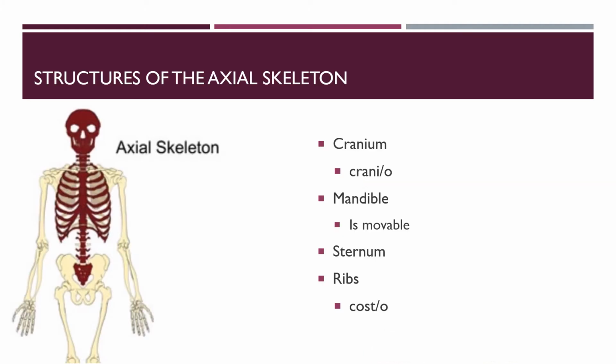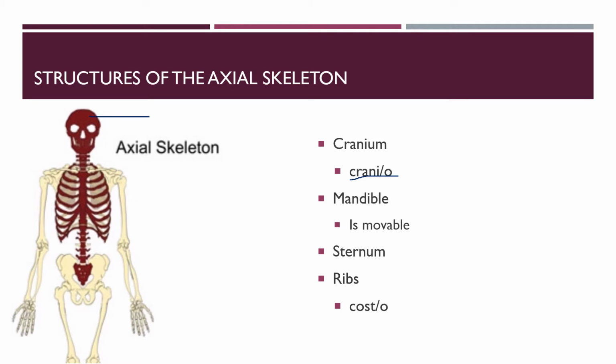Structures in the axial skeleton. First, we'll start with the cranium. The cranium is the structures in the skull, and the medical term that we use for that is cranio. Now, there's a bunch of different bones that all come together to make this helmet-like structure, but we're just going to know its general term of the skull bones, and it's called the cranium.